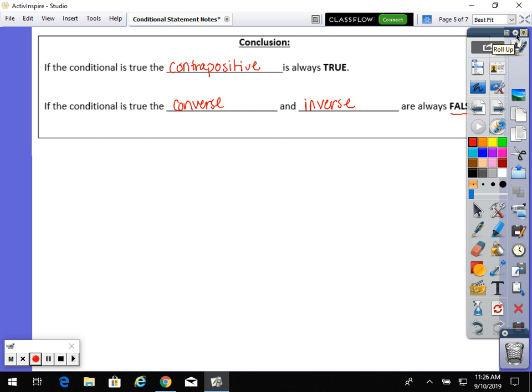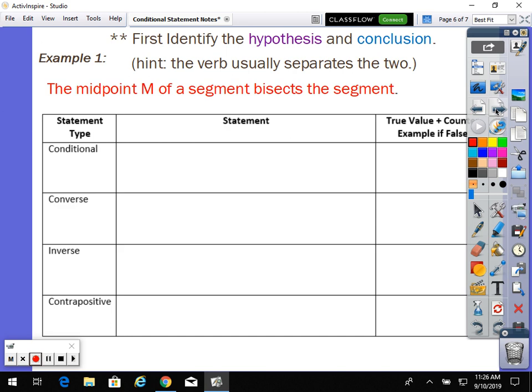So we're going to look at another example, one more that you should have a chart for. And I have the statement up here for you. The midpoint M of a segment bisects the segment. So it's up here in red. We're going to write that as a conditional statement. Then we're going to write the converse, inverse, and contrapositive and analyze the truth value and give a counterexample if we can. So here we go.